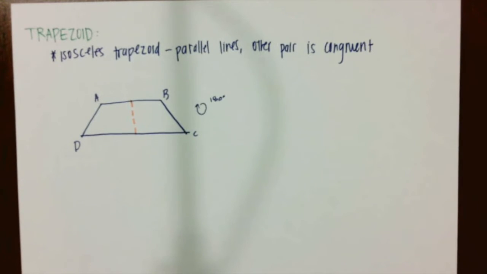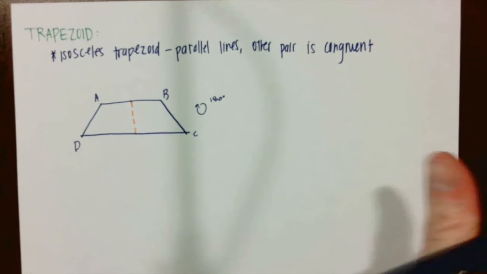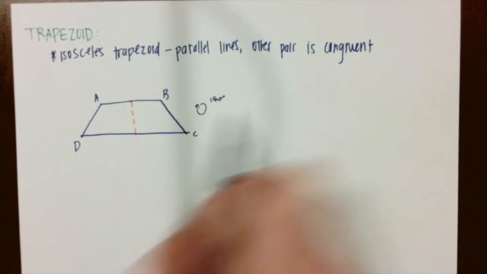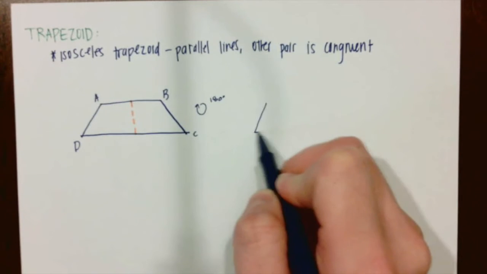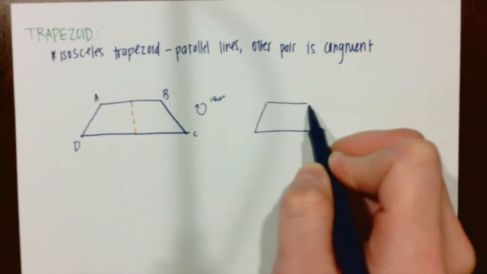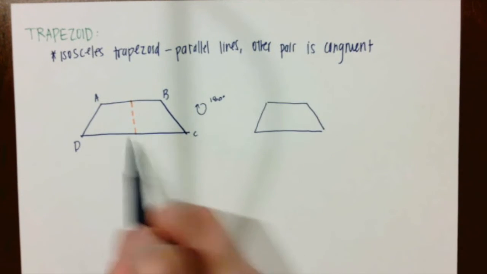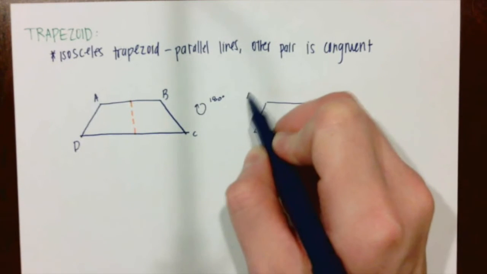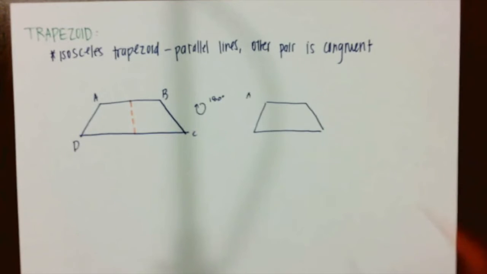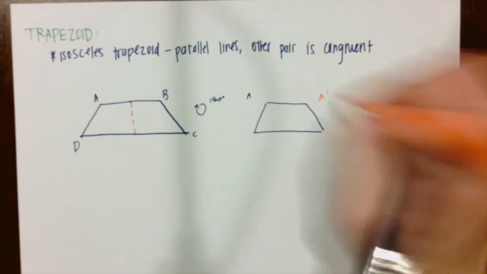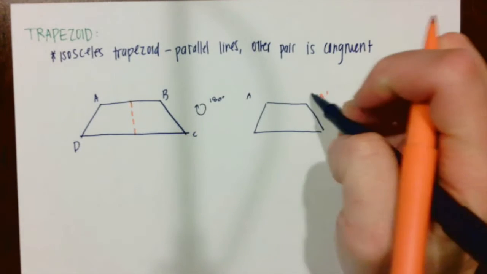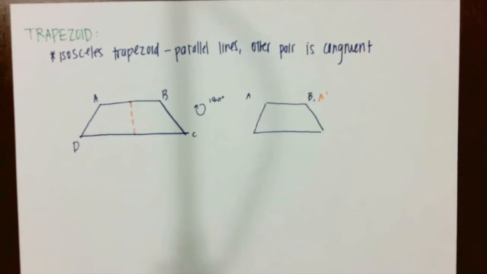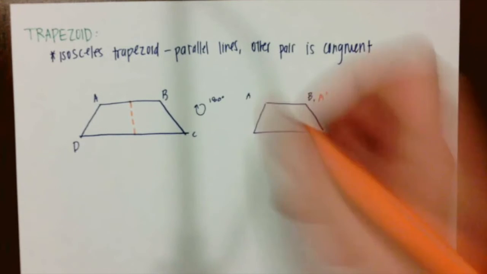What I can do is reflect it over this line of symmetry. So we're basically going to just swivel it over its own line of symmetry. A started out here, but now it's going to end up over here. B started right here, but when I flip it and do that little swivel, it ends up over here.